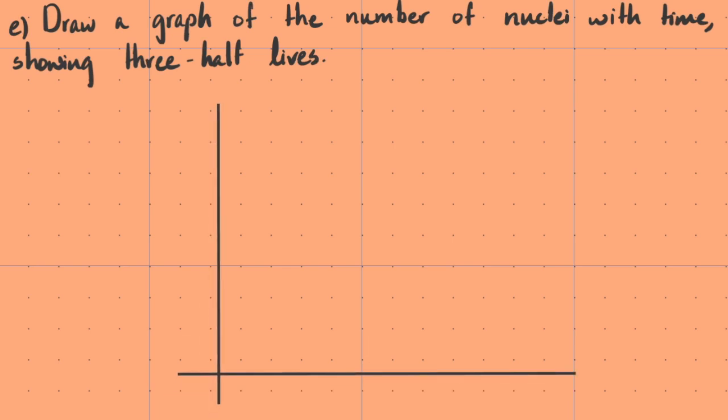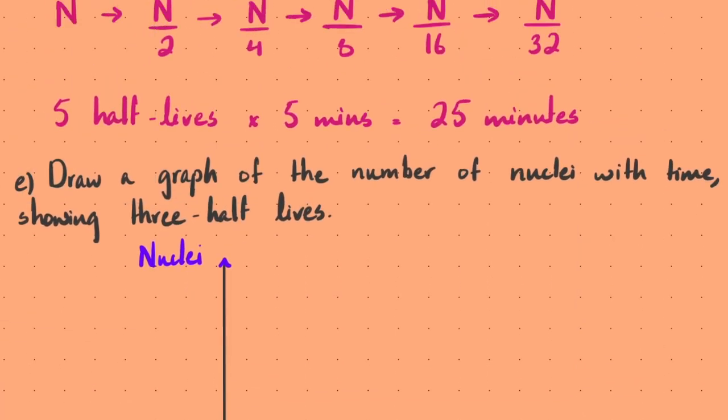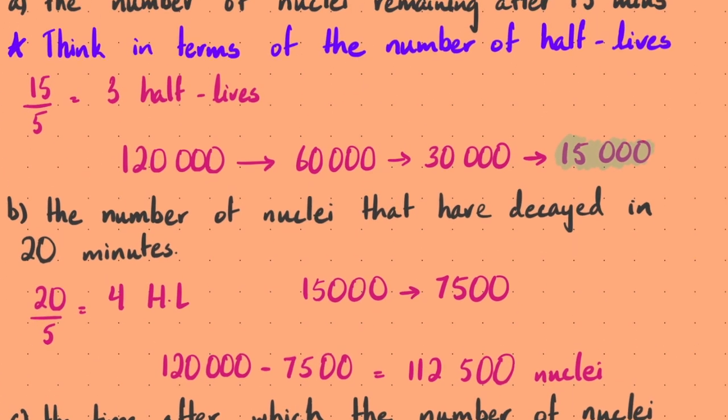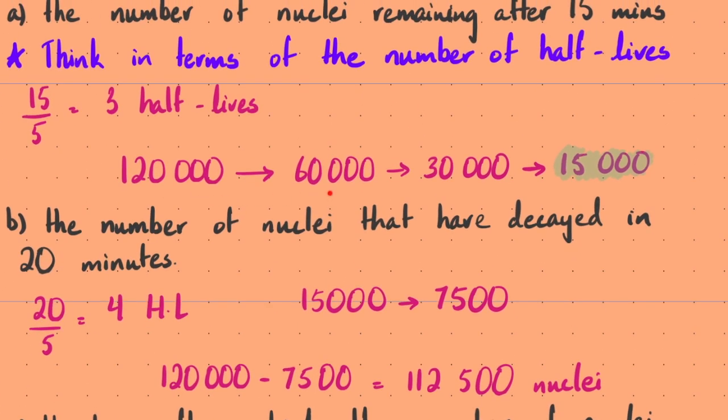So let's say this is the grid. On the y-axis we have number of nuclei, and on the x-axis I have time here. So initially we started out with 120,000, which became 60,000, which became 30,000, which became 15,000. So this is the initial figure, after 1 half-life, after 2 half-lives, after 3 half-lives. So remember these for me: 120, 60, 30, and 15.